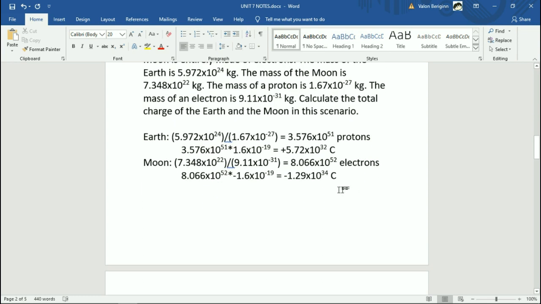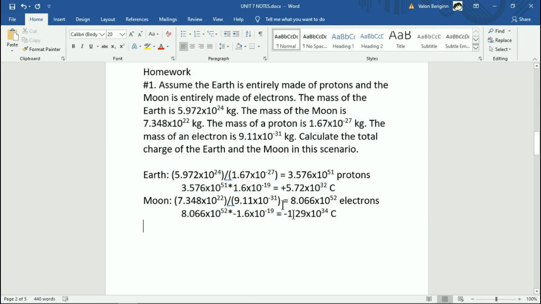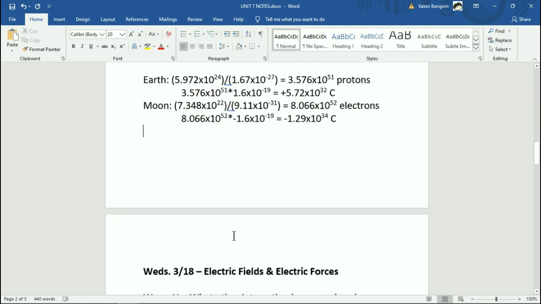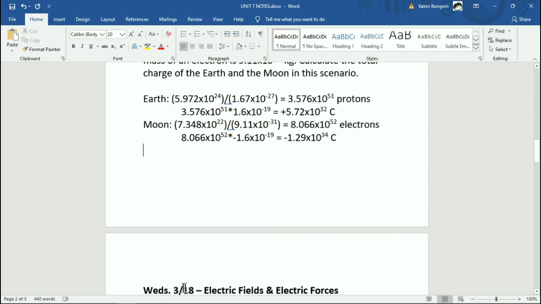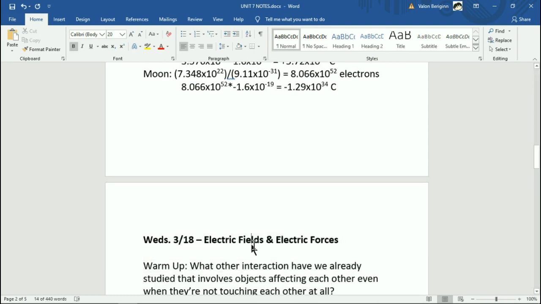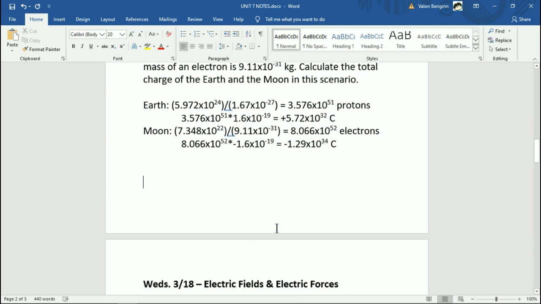So, okay, enough of that. You should see how this works again. I'm sorry I messed up out there. But we're going to move on to our new stuff today, which is, as you can see here, electric fields and electric forces. Okay. Now, here's the deal with electric fields and electric forces.